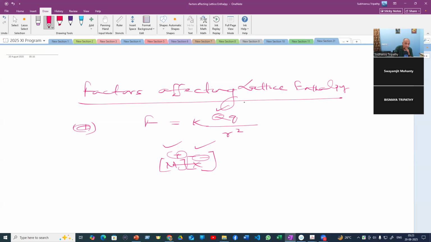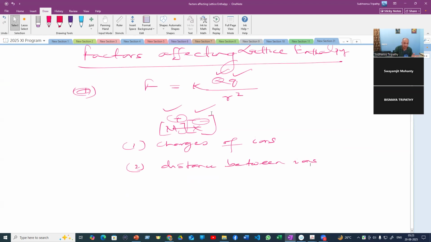So it depends on the two charges. When I say charges, I mean magnitudes. And the distance between ions, I mean adjacent positive and negative ions. That is the interionic separation. These are the two factors. So lattice enthalpy is directly proportional to q1 q2 and inversely proportional to r square.